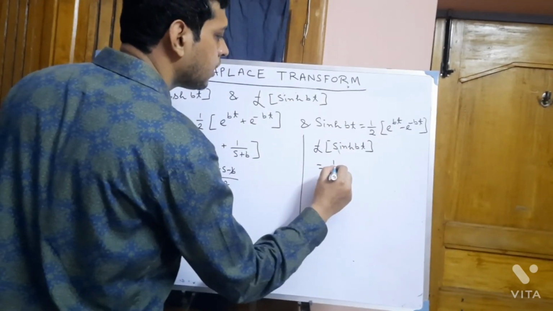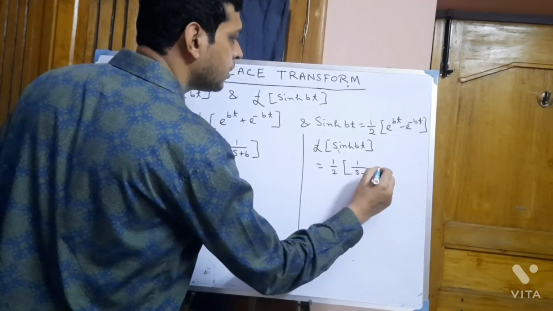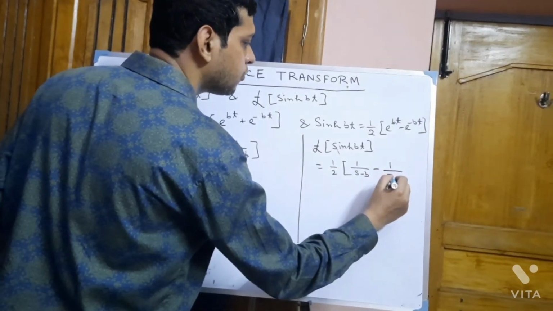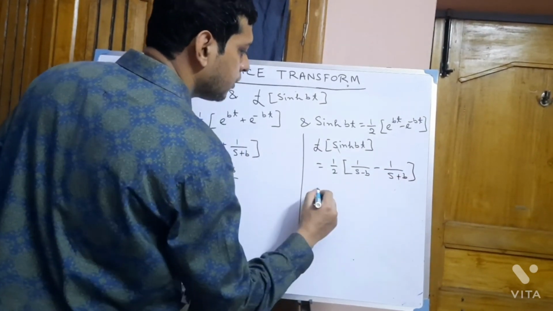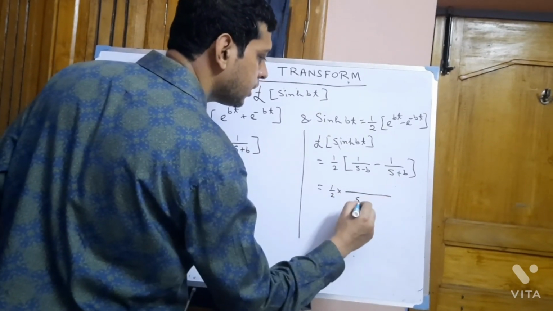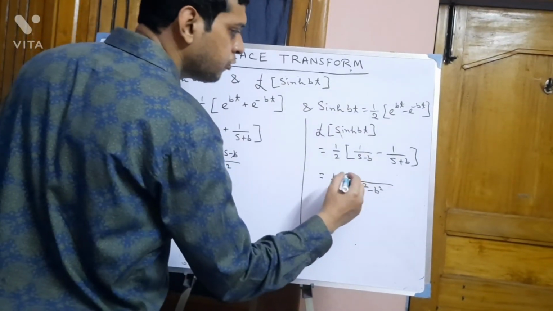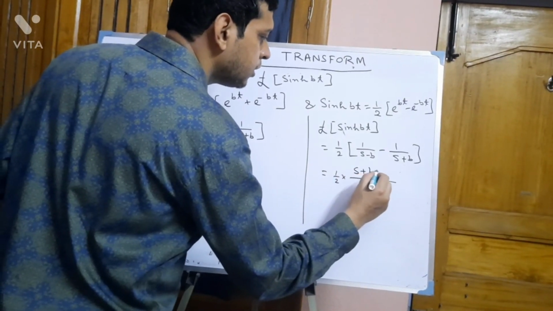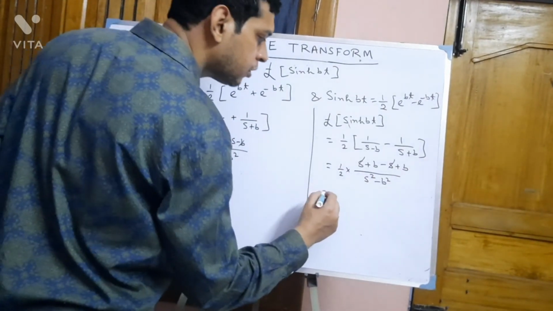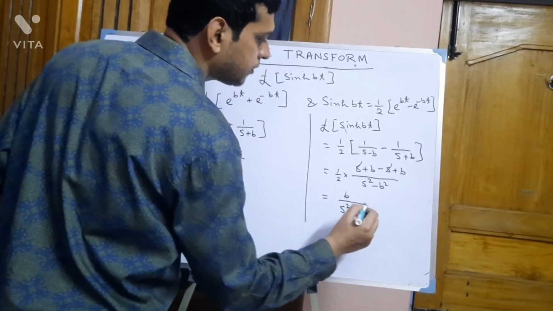And the Laplace transform of sin hyperbolic bt is equal to half of the Laplace transform of e to the power bt, which is 1 by s minus b, minus the Laplace transform of e to the power minus bt, which is 1 by s plus b. So this is equal to half into, in the denominator the quantity is s square minus b square, and in the numerator the quantity is s plus b minus s plus b. Plus s and minus s will cancel out. So this is equal to b by s square minus b square.